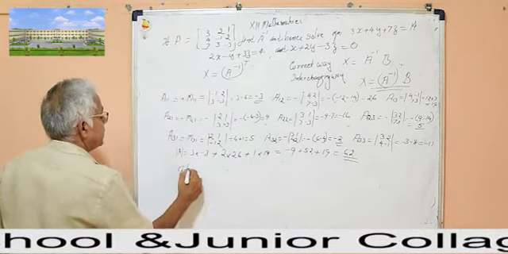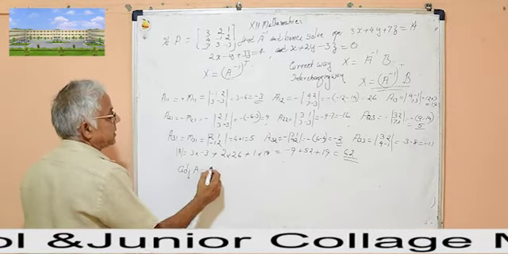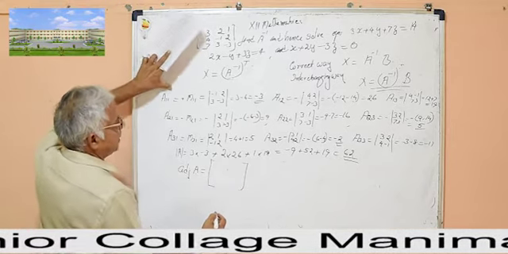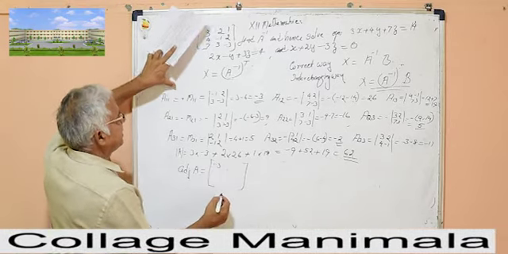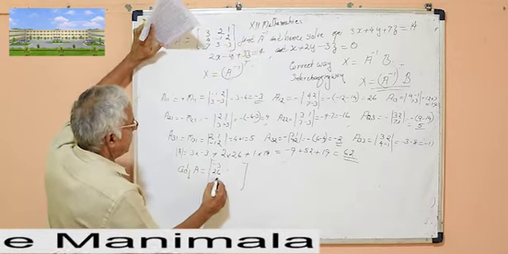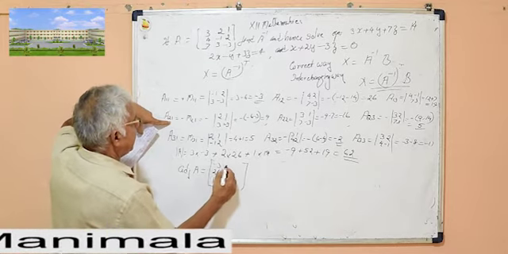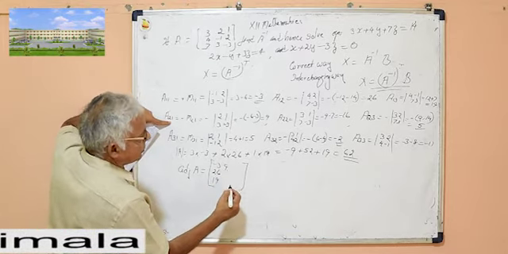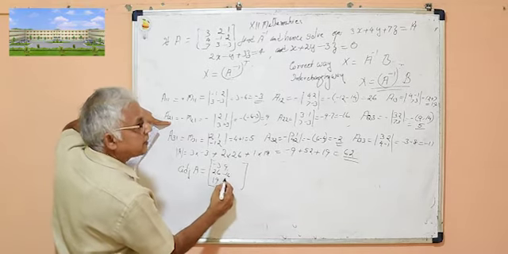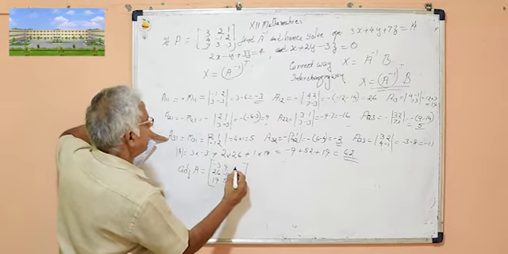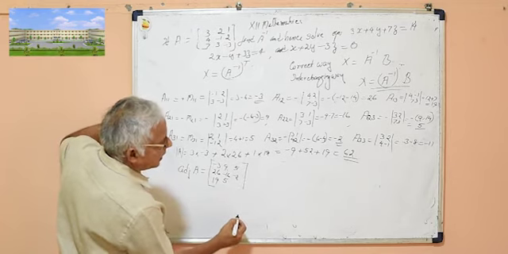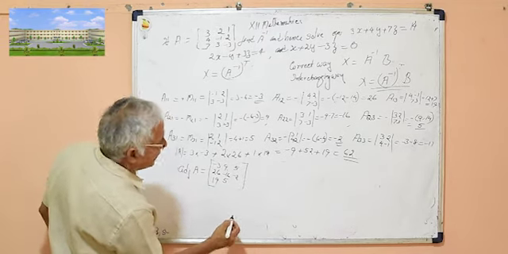Adjoint of A is equal to the transpose of the cofactor matrix: A11 minus 3, A12 26, then in reverse order 19; A21 9, A22 minus 16, A23 5; A31 5, A32 minus 2 and A33 minus 11.